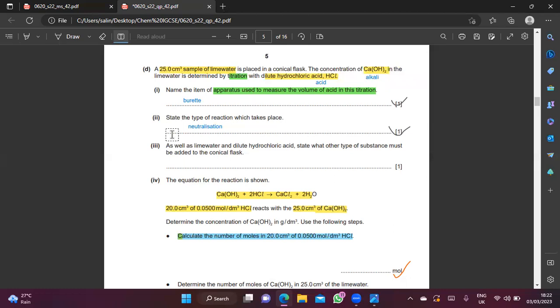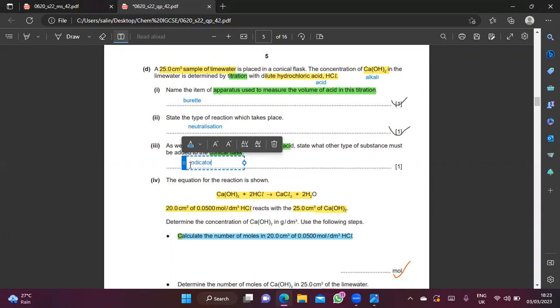Now, next question. As well as lime water and dilute hydrochloric acid, state what other type of substance must be added to the conical flask. Okay, now you know this is a titration experiment, neutralization. Besides putting your lime water, which is your alkali, and dilute acid, what else do you have to put in the conical flask? Any answer? Anybody can answer. Gina. An indicator. Indicator.